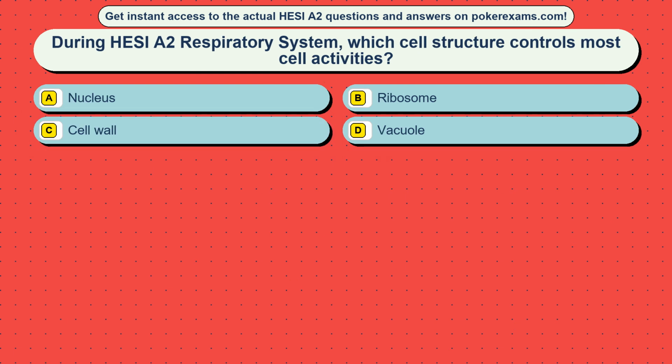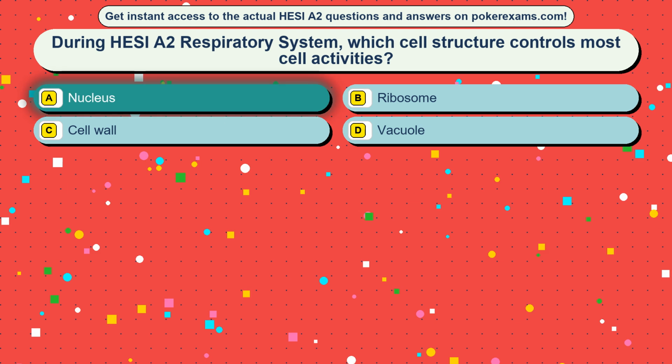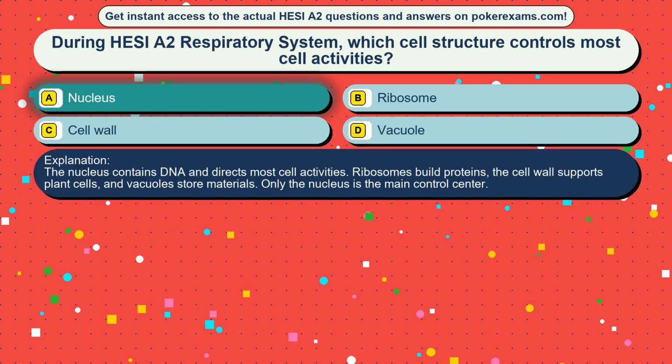Question 21. During HESI A2 respiratory system, which cell structure controls most cell activities? Option A, nucleus. Option B, ribosome. Option C, cell wall. Option D, vacuole. The correct answer is option A, nucleus. The nucleus contains DNA and directs most cell activities. Ribosomes build proteins, the cell wall supports plant cells, and vacuoles store materials. Only the nucleus is the main control center.